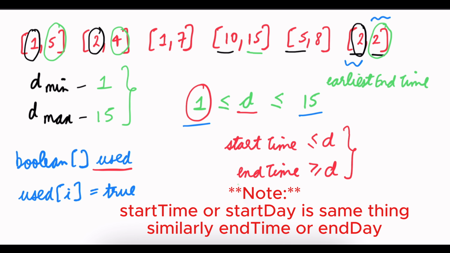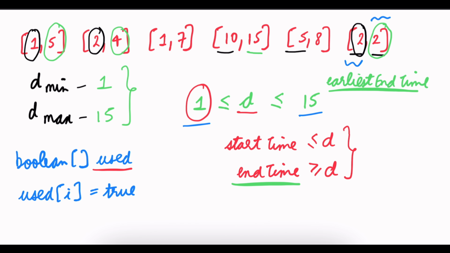And if the end time of this event is less than earliest end time, then we can set the earliest end time to be equal to end time. And we also have to maintain a value to store the index of the chosen event. So let's call this chosen event. And for the case when end time for this event is less than or equal to earliest end time, then we can set the chosen event equal to index I.